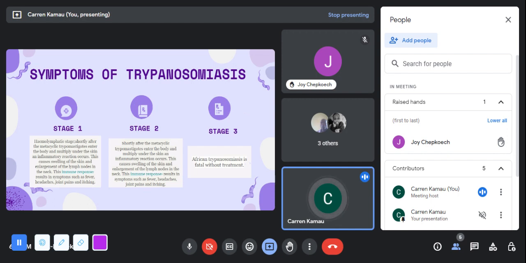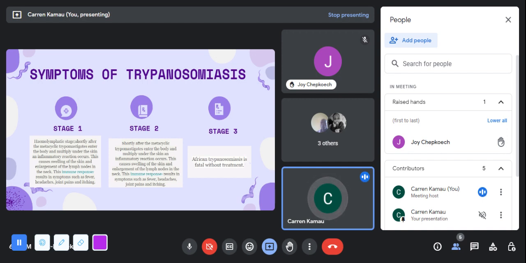We have the symptoms of trypanosomiasis, how you can detect that a person has trypanosomiasis. We have the first stage, which is the hemolymphatic stage. Shortly after the metacyclic trypomastigotes enter the body and multiply under the skin, an inflammatory reaction occurs. It's kind of like an allergic reaction. It causes swelling of the skin and enlargement of lymph nodes in the neck.